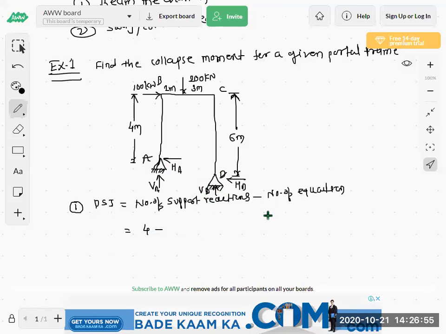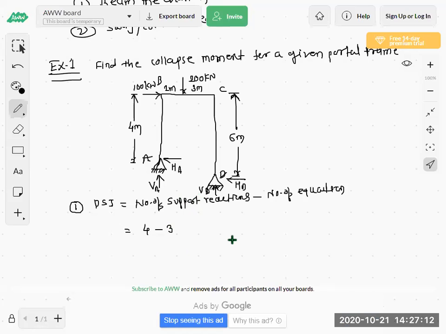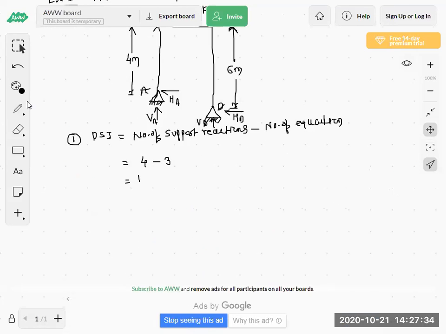Now the number of equations. The number of equations is again 3. If we have to check the stability of any structure, at least three equations we have to solve: summation of M is equal to 0, summation of V is equal to 0, and summation of H is equal to 0. Then our structure will be stable. So the number of equations is 3, and DSI is 1.